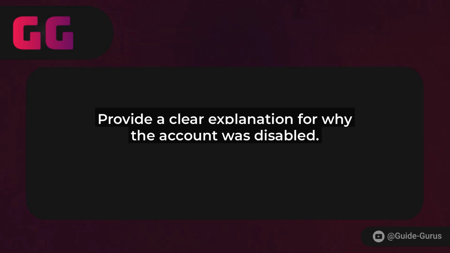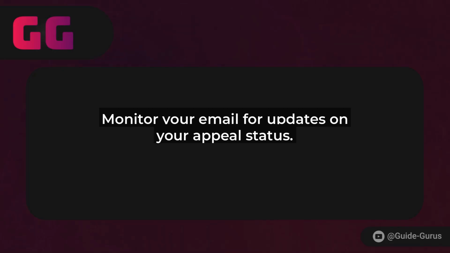Step 3. Submit a detailed explanation. In your appeal, explain why you think the disablement was a mistake. Was it due to a hacked account, mistaken identity, or a policy violation you can clarify? Be honest and concise. Facebook's AI reviewers in 2025 are smarter and faster at processing these.